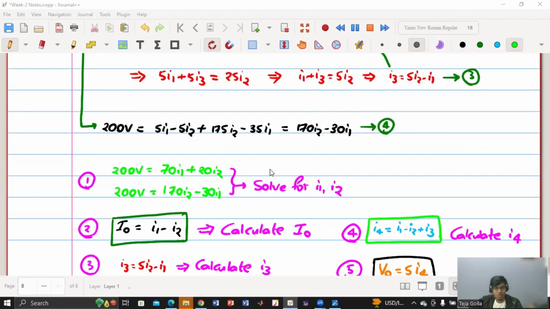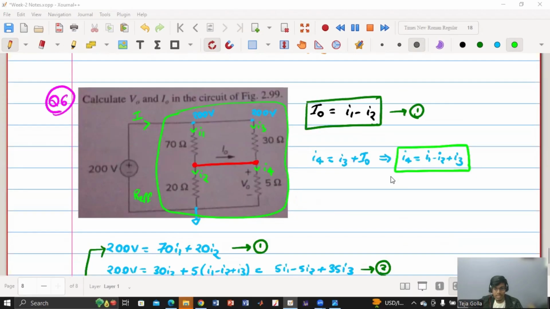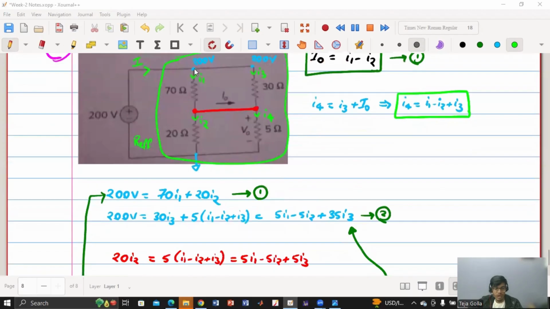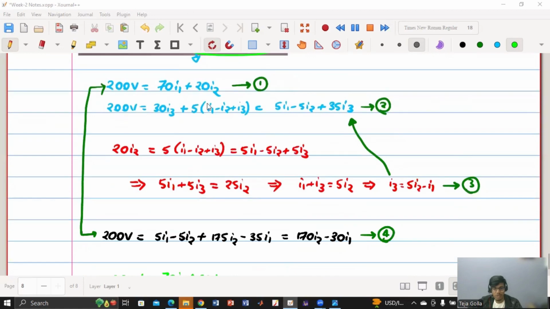Okay, sir. So basically, I'll just summarize what is discussed in this question. In this question, we have this type of circuit. First, I have assumed the currents. Then I have applied KCL, and then I got I4 in terms of I1, I2, and I3. Then I have applied KVL in this branch and KVL in this branch. Then I have applied KVL in this branch and this branch. So we got three equations, three unknowns.